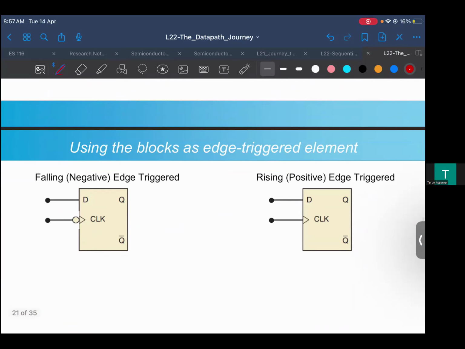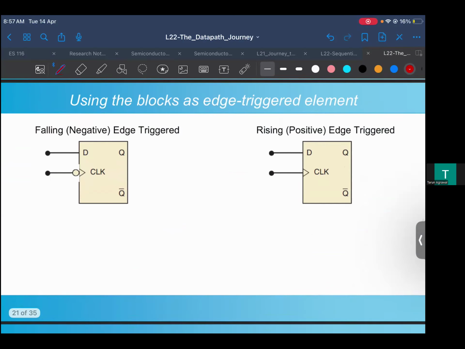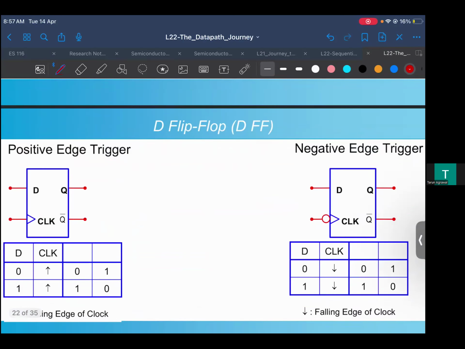So you can see that we have already talked about these two edge triggered elements. This is very simply saying that when the clock has a positive edge, going from 0 to 1, then it registers the input, so your Q and Q bar become 0 and 1, whatever, it just passes the input. Similarly here, when the clock goes from 1 to 0, then it passes the input to the output. So that is what is happening in the two D flip flops.